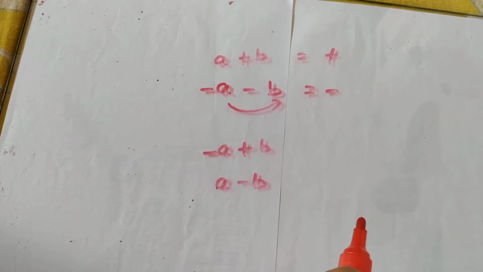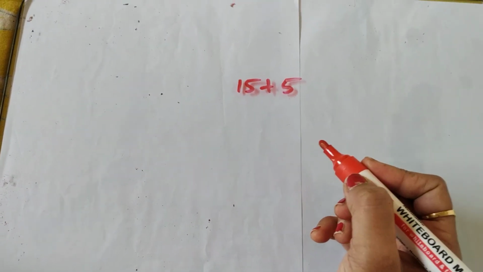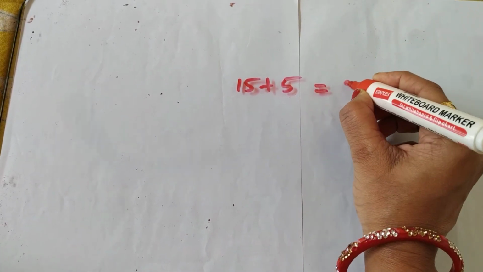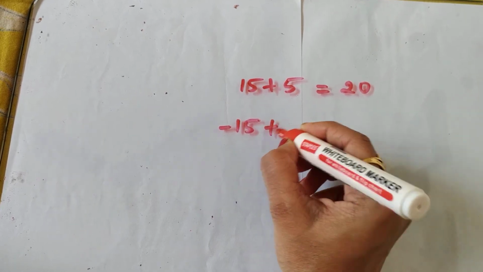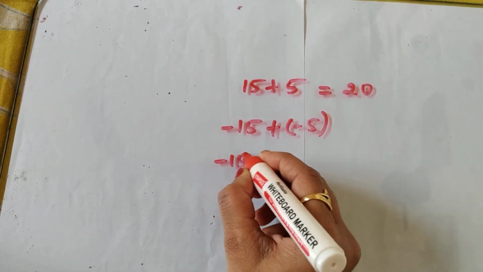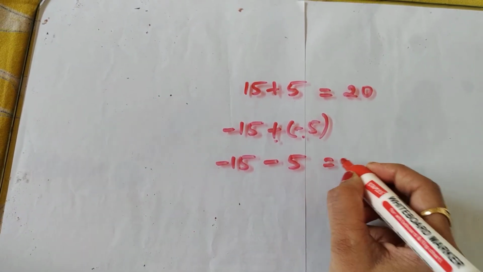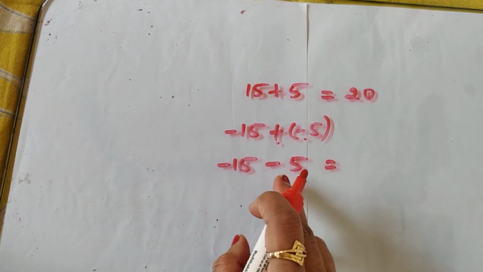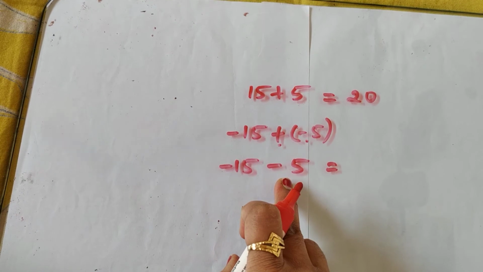Okay. Now for this I am taking some examples. 15 plus 5, all of you know it is 20. Minus 15 plus minus 5. Okay. Minus 15 plus into minus, so it is minus 5. That means we have to add 5 to minus 15. Both signs are the same. Okay.